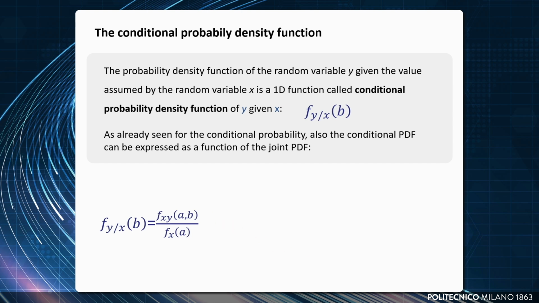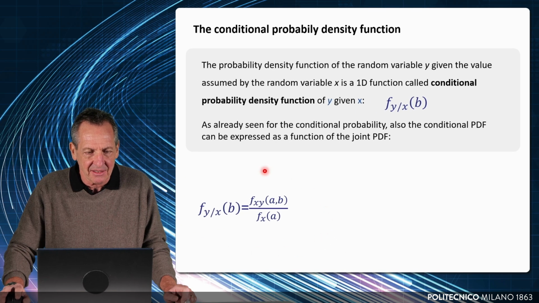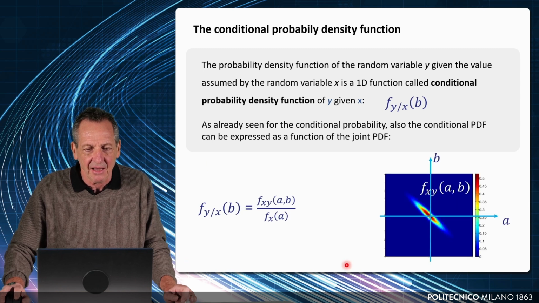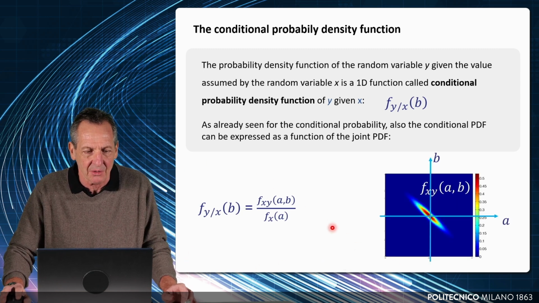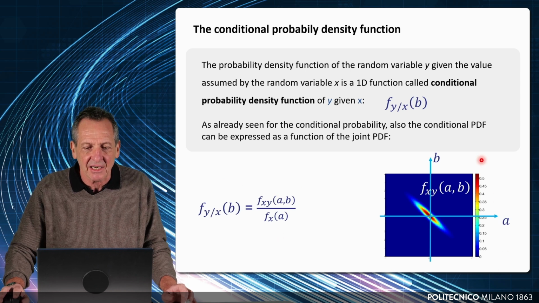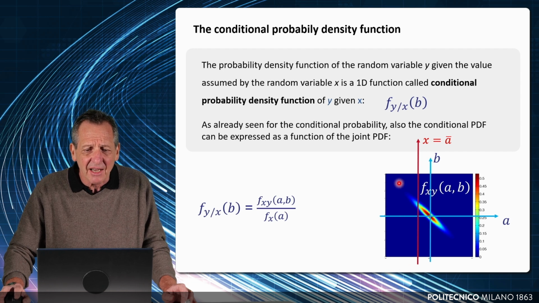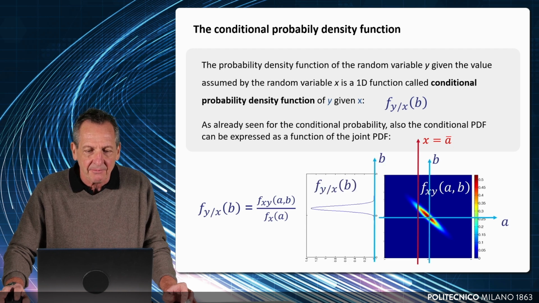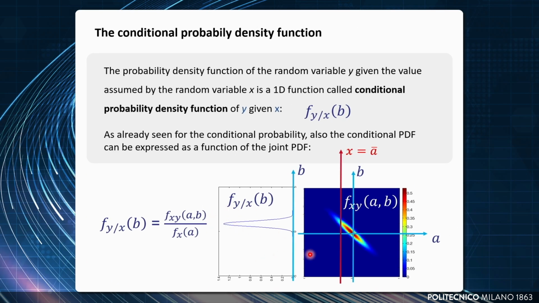In order to realize this relationship, we can have a graphical view of what happens when we write down this equation. We start from the joint probability here, then we fix a value of one of the variables, in this case x equal a, and we read the conditional probability just by reading the joint probability along this axis here. So at fixed x equal a, you obtain this function here, that is a 1D function.